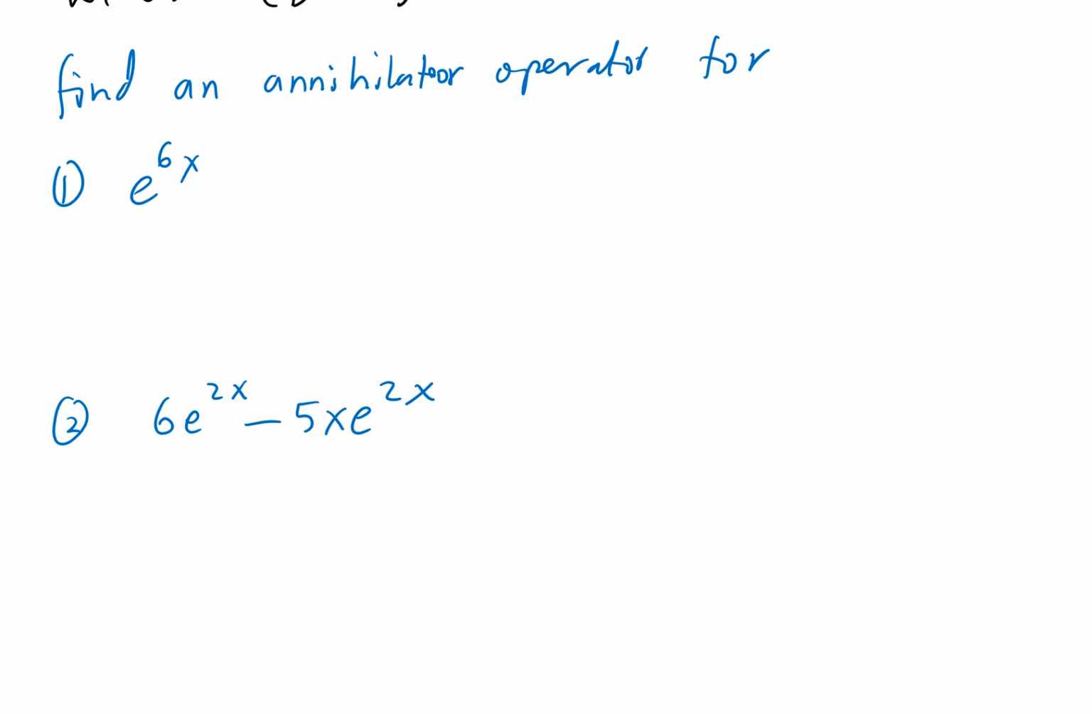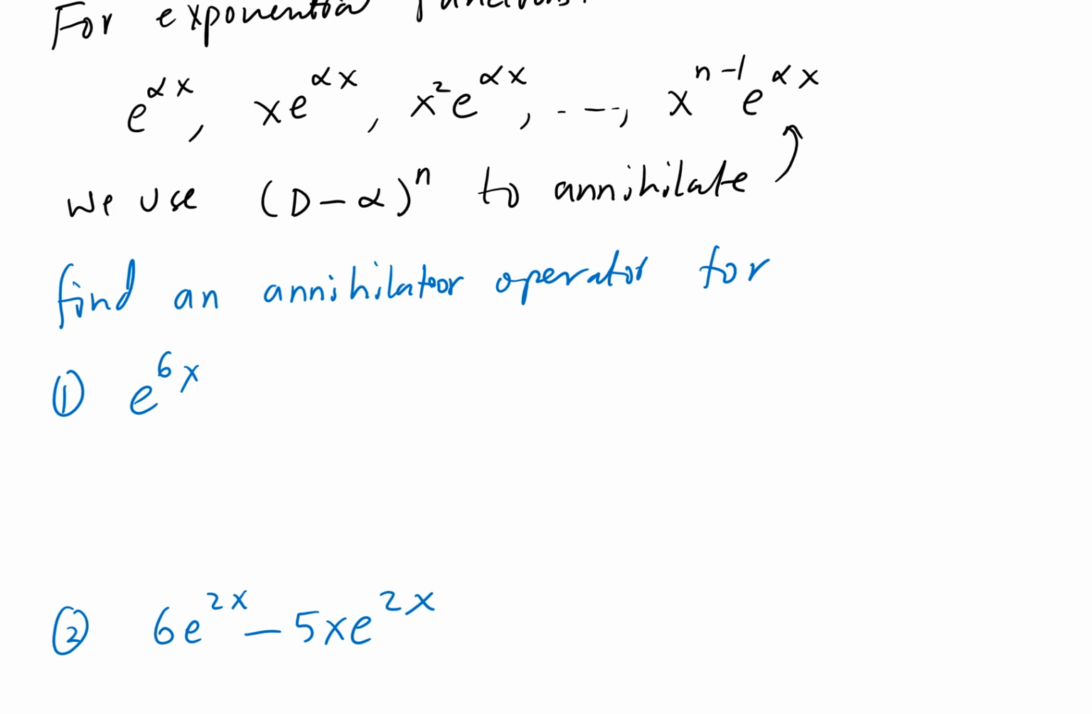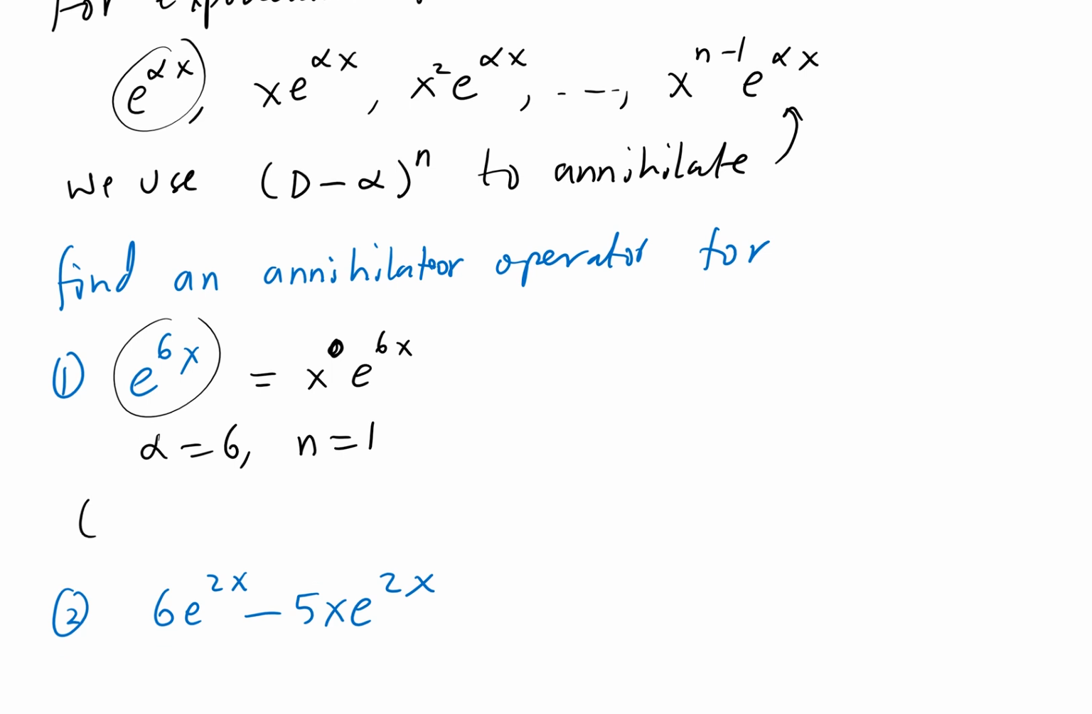To do this one, what do we do? What do we got here? If you compare this to the previous, this looks like this. So alpha is 6. And n is 1, because this is the same as x to the 0 e to the 6x. So n is always 1 more than this exponent. So d minus alpha to the n is d minus 6 to the first power. So d minus 6 applied to e to the 6x.